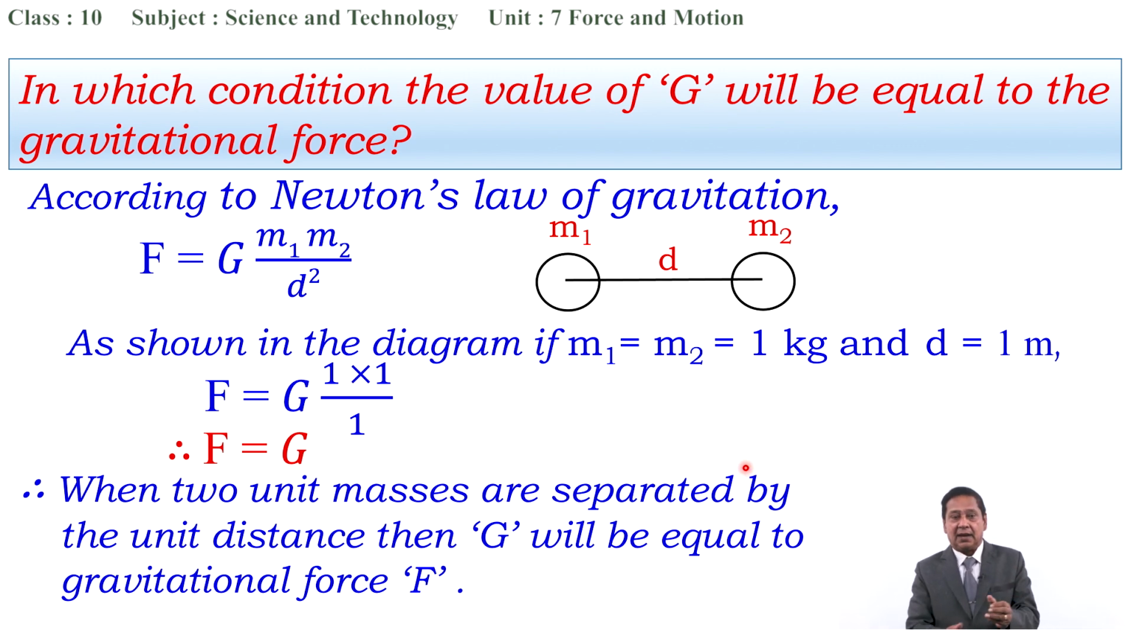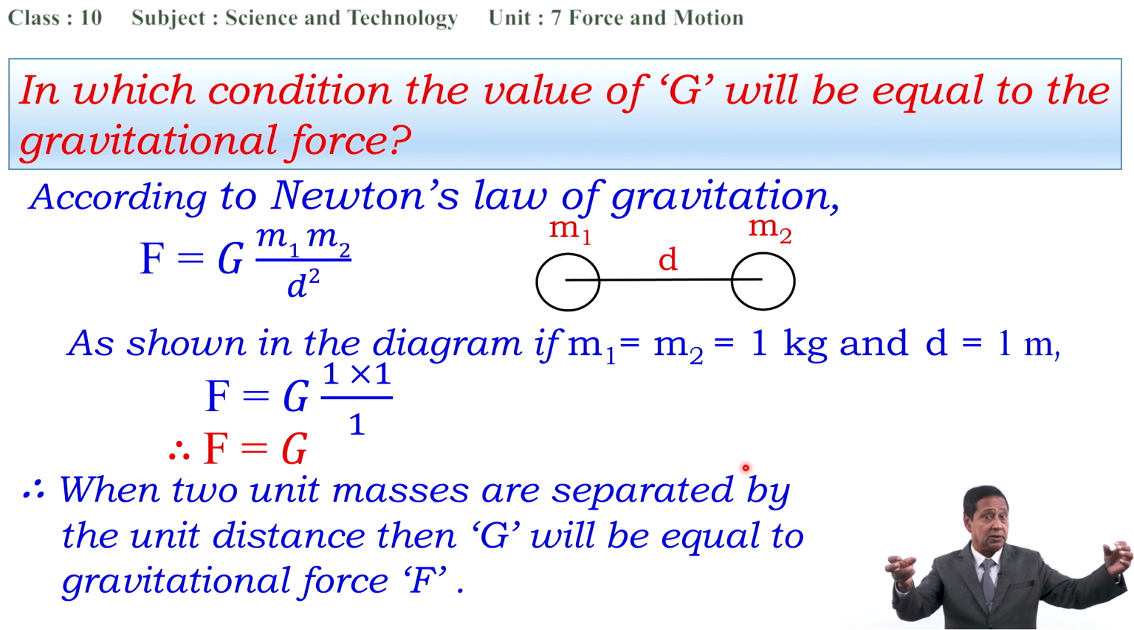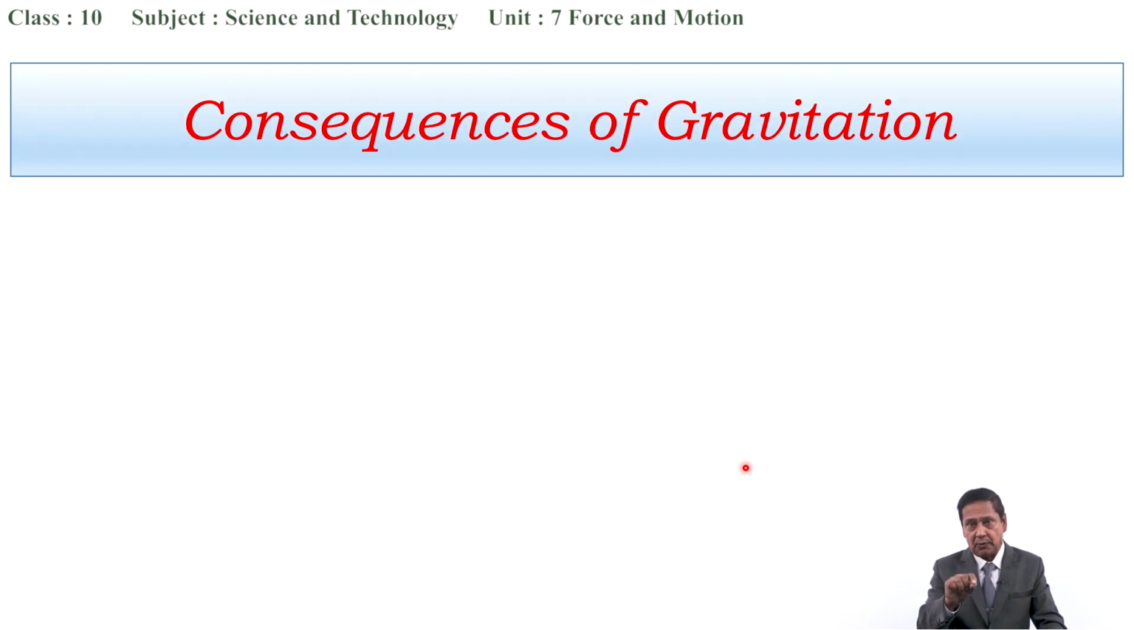Okay. After understanding this gravitational constant, now let's go to some other topic. We are talking about the consequences of gravitation. Gravitation is the force of attraction between any two bodies of this universe due to their mass, isn't it? What are the consequences of gravitational force? This is our focus point now.